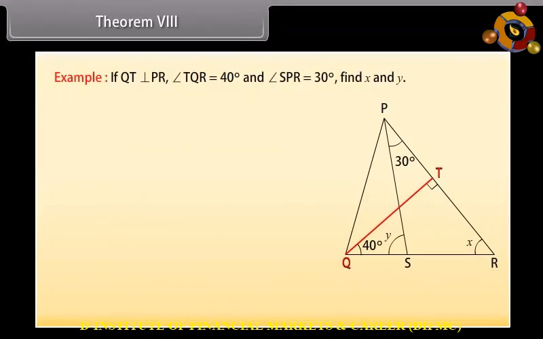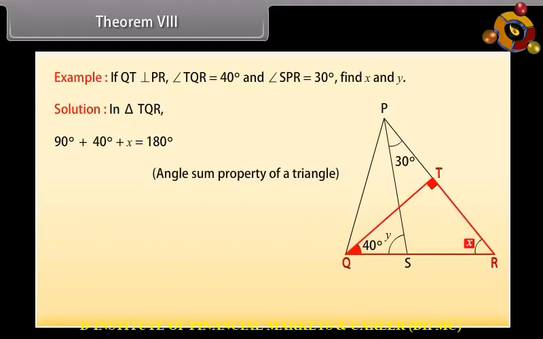If QT is perpendicular to PR, angle TQR is equal to 40 degrees and angle SPR is equal to 30 degrees, find x and y. Solution. In triangle TQR, 90 degrees plus 40 degrees plus x is equal to 180 degrees because of the angle sum property of a triangle. Therefore, x is equal to 50 degrees.